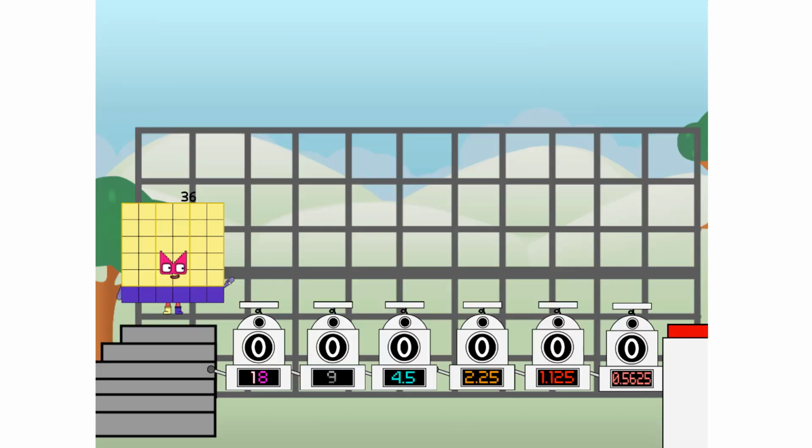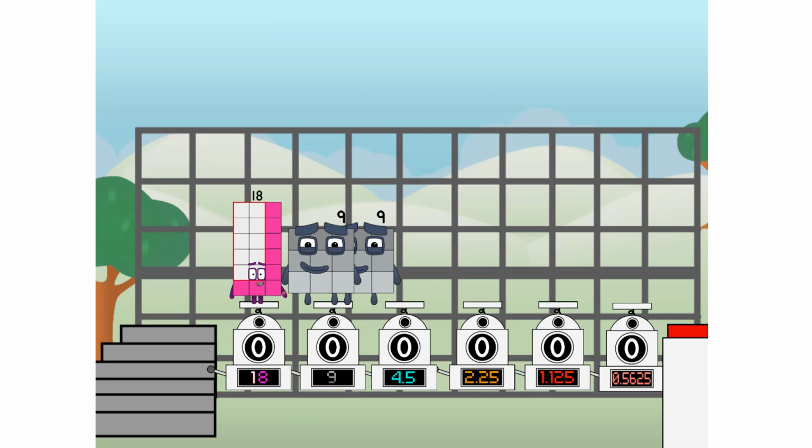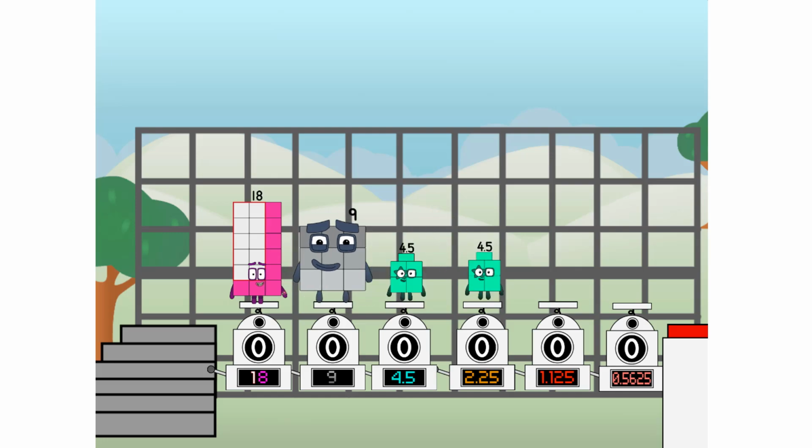Binary boosters. Using the power of doubles to send any number flying. First, I split in two. 18. And 9. And 4.5. And 2.25. And 1.125. And 0.5625. And 0.5625 more to press the big red button.